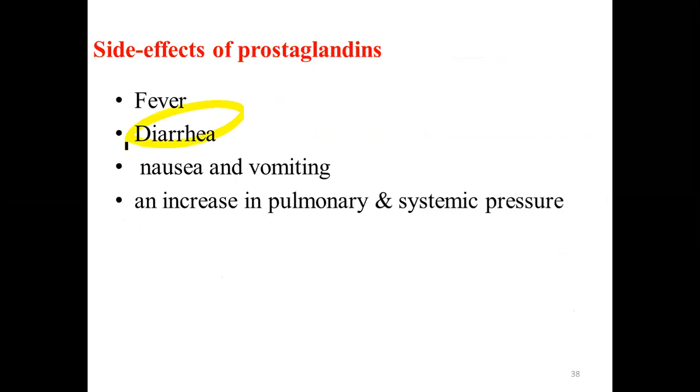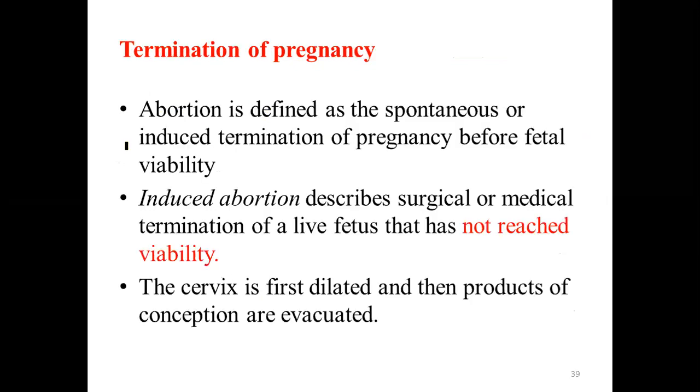Yes. So this is how we manage this condition, and we expect the possibility of diarrhea is very high with the use of prostaglandin analogs. Then lastly, how do we terminate pregnancy? Remember, termination of pregnancy is known as abortion. It is defined as a spontaneous or induced termination of pregnancy before fetal viability. Sometimes there is a possibility of spontaneous abortion, but there is also a possibility of medically induced termination of pregnancy before fetal viability.